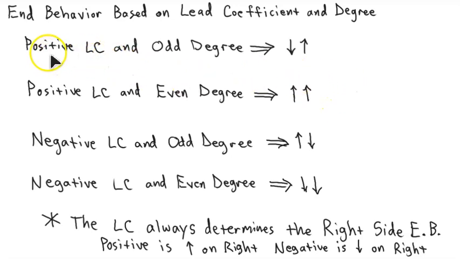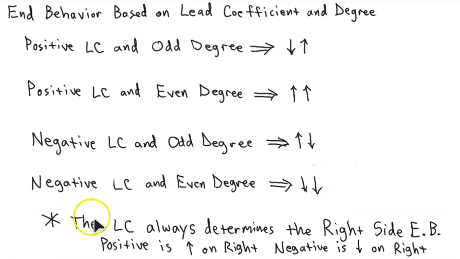If the lead coefficient is positive and the degree is an odd number, then this is your end behavior. You're negative on the left and positive on the right. If the lead coefficient is positive and the degree is even, you're positive in both directions, positive on the left and positive on the right. If the lead coefficient is negative and the degree is odd, then you're positive on the left and negative on the right. And then if the lead coefficient is negative and you have an even degree, then both of them are negative.